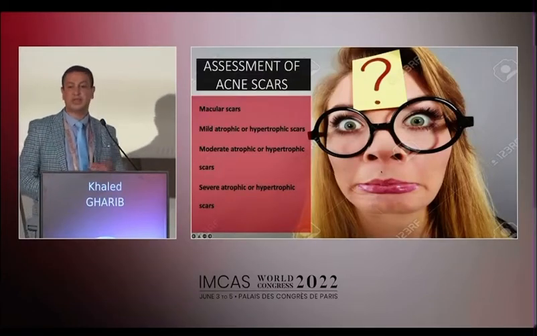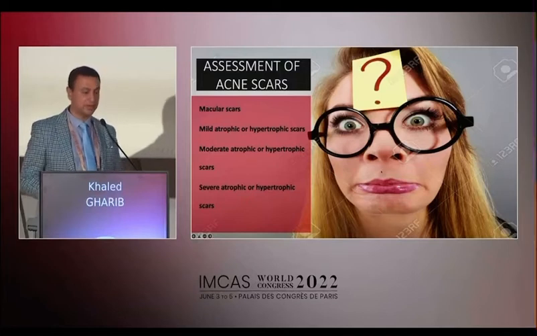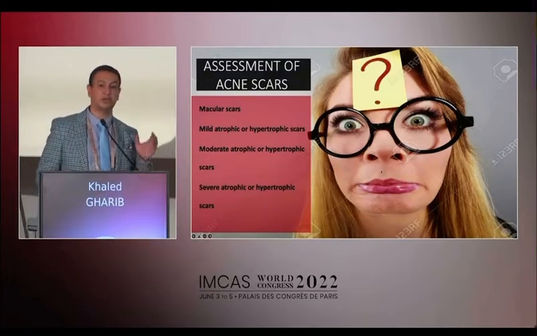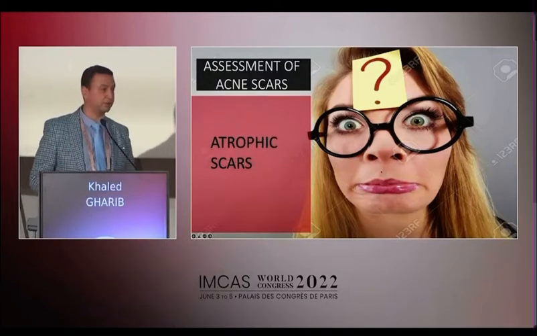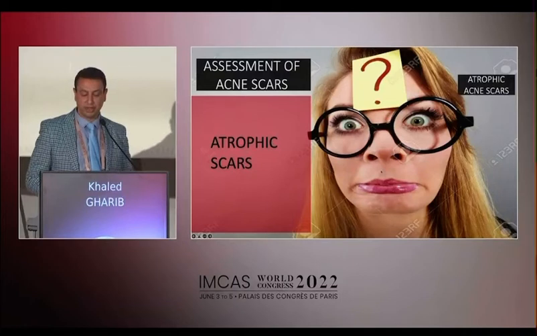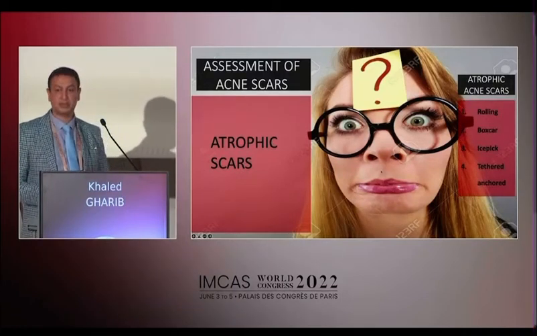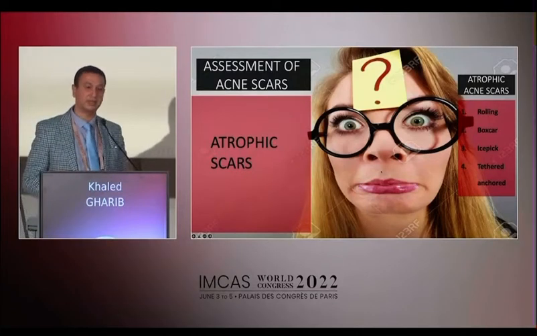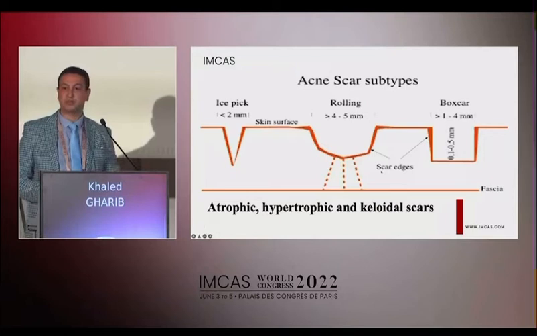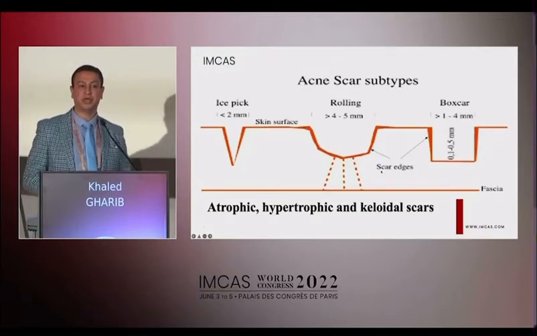When we assess the acne scar lesions, we should determine whether they are macular scars, and whether there is mild, moderate or severe atrophic or hypertrophic scarring, but our concern today is the atrophic scar. When we say atrophic scar, you should say what type: maybe rolling scars, ice pick scars, box scars, or tethered anchoring scars. So we have different types of atrophic scars, not only keloid or hypertrophic.